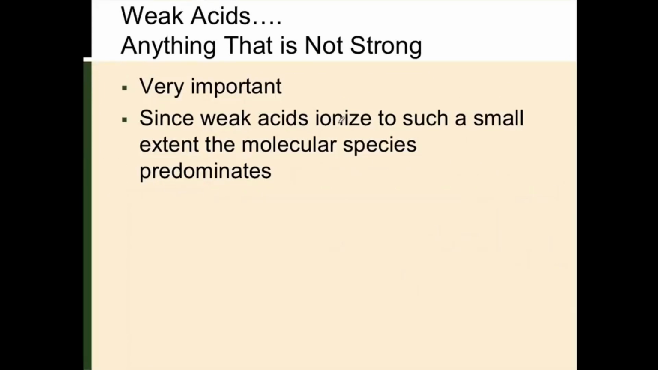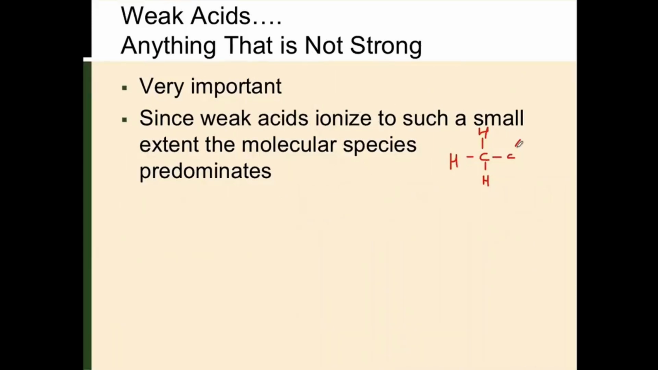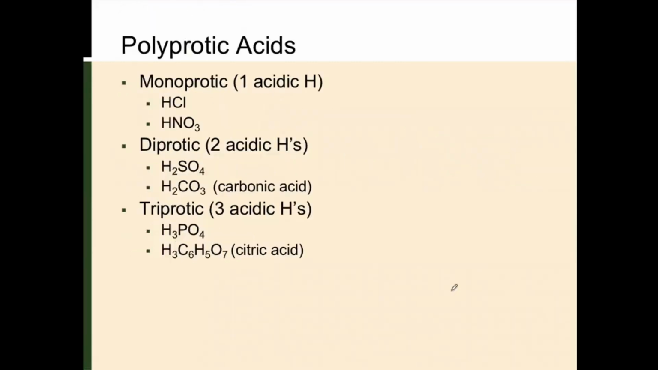So since weak acids ionize to such a small extent, the molecular species predominate. Our acetic acid is mostly in this form here. So yeah, acetic acid, perfect example. It's our table vinegar. It is very important in cooking and for other things. It can also be used as a cleaning agent.